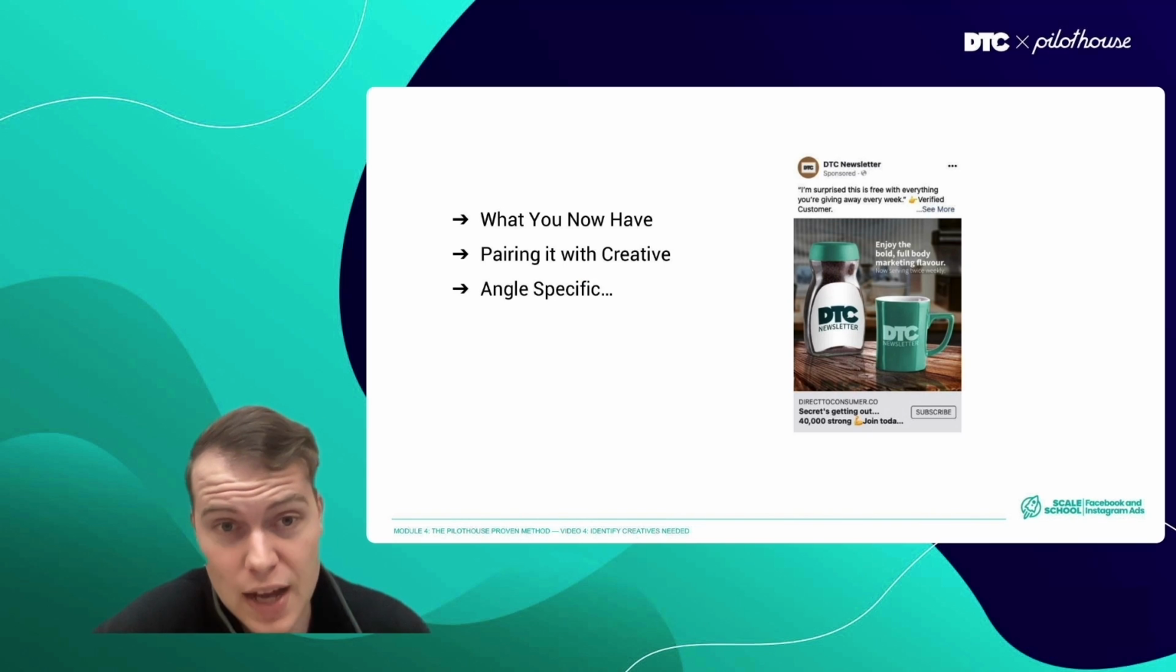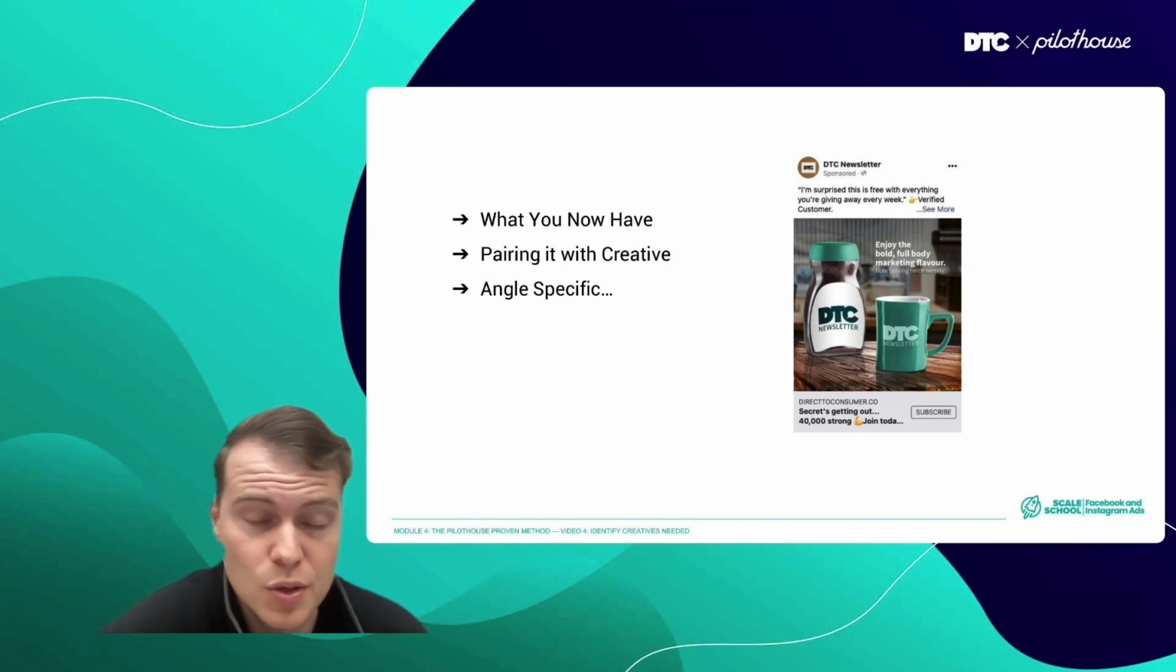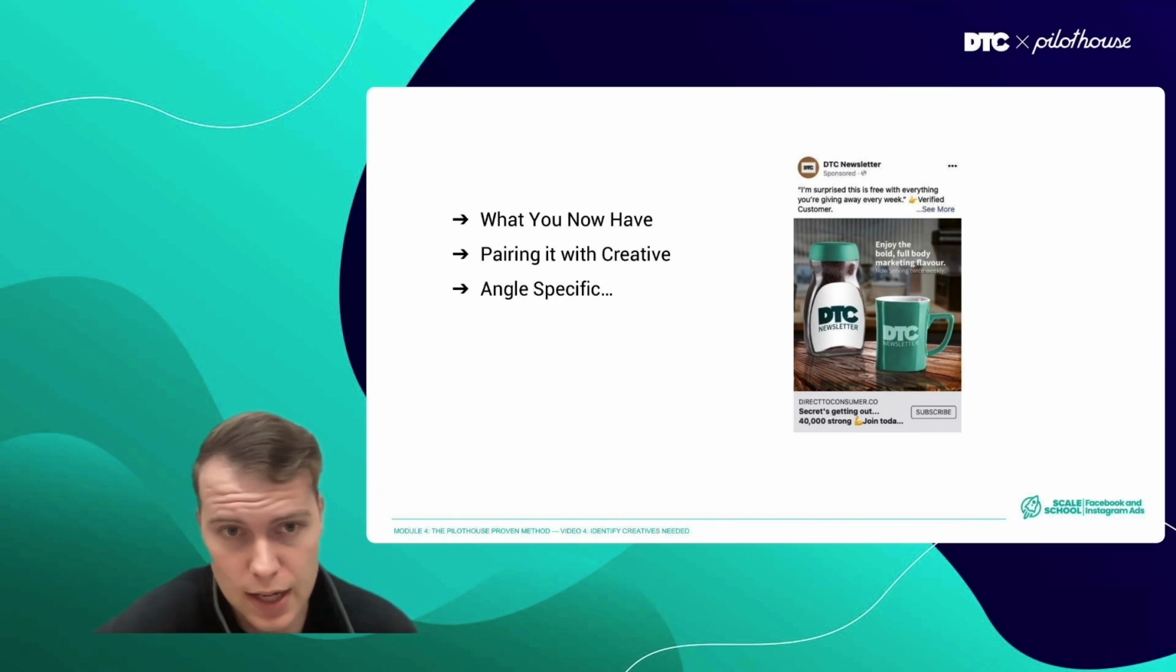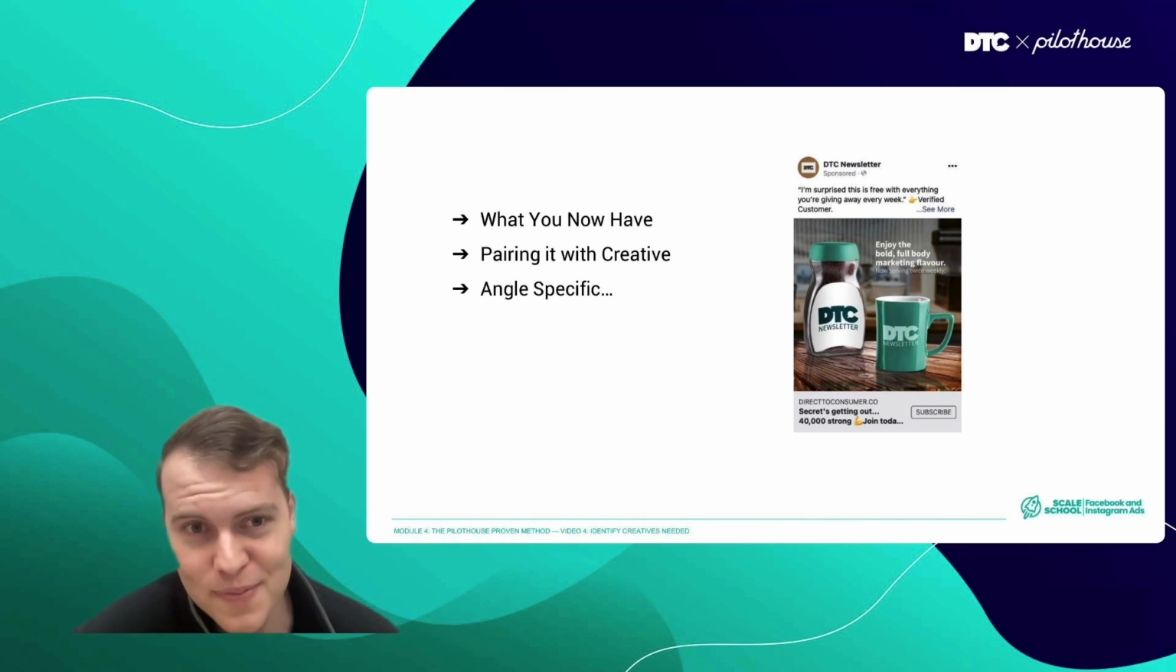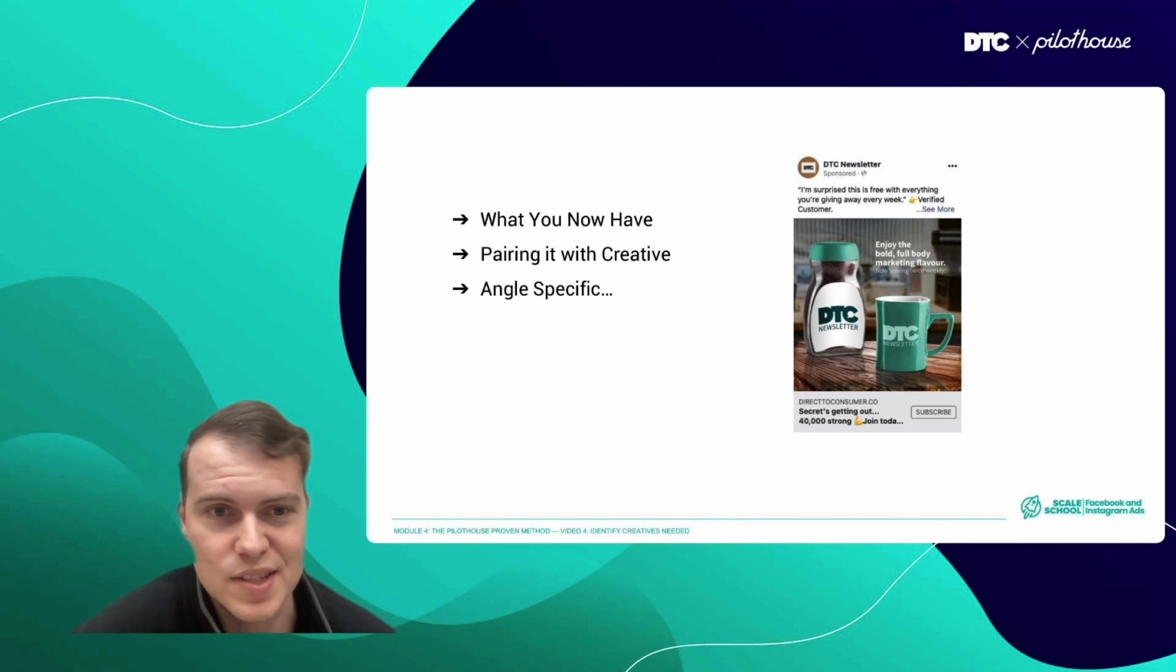So you've now got winning copy and winning headlines. The key here is pairing it with creative, as those are, outside of the CTA, 3 of the top 4 elements in your ad for really moving the needle. So with this stage, this is where it gets fun in terms of the creative, and you don't need to worry as much about boring creative, and you can start introducing some angle-specific creative in particular.